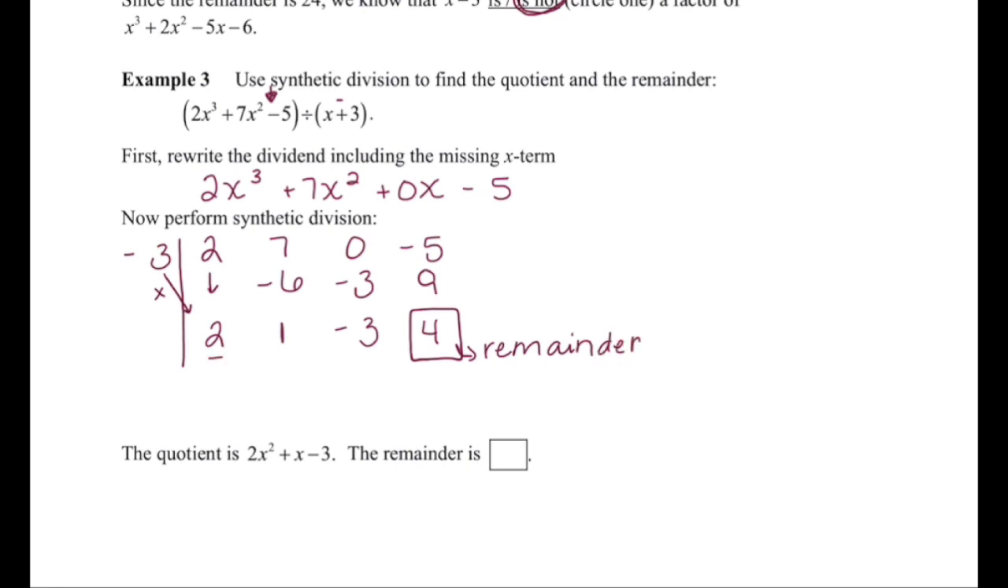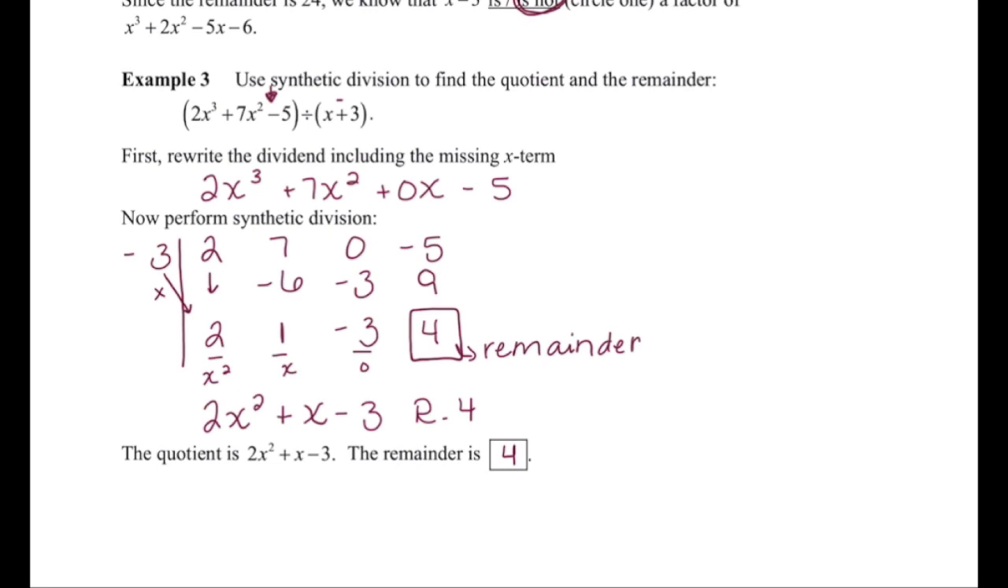And these are going to now be the coefficients of your reduced polynomial. And here we'll have x to the 0, x, x squared. So in order of the values of x, we'll have 2x squared plus 1x minus 3, remainder 4. Since x plus 3 does not evenly divide, it is not a factor of that polynomial.